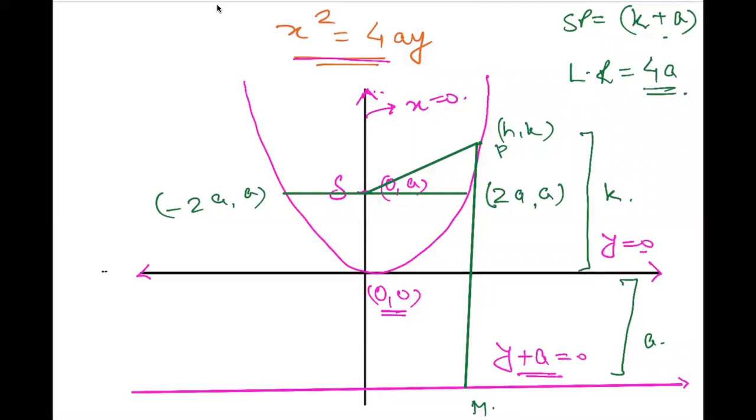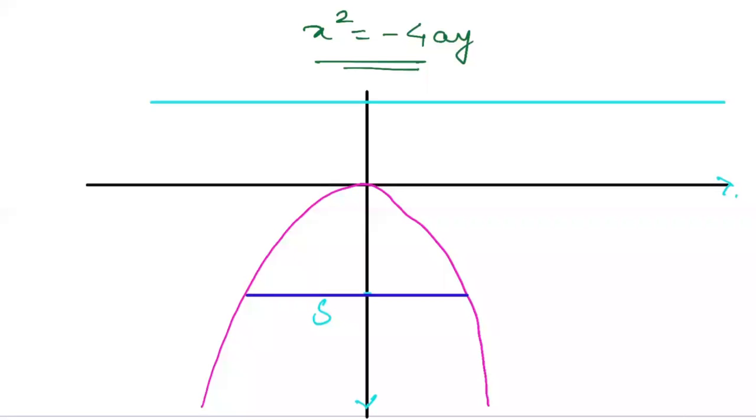Right? So this is for x square is equal to 4ay. Now you have to try for x square is equal to minus 4ay. Draw this and write down each and everything of the parabola. x square is equal to minus 4ay.